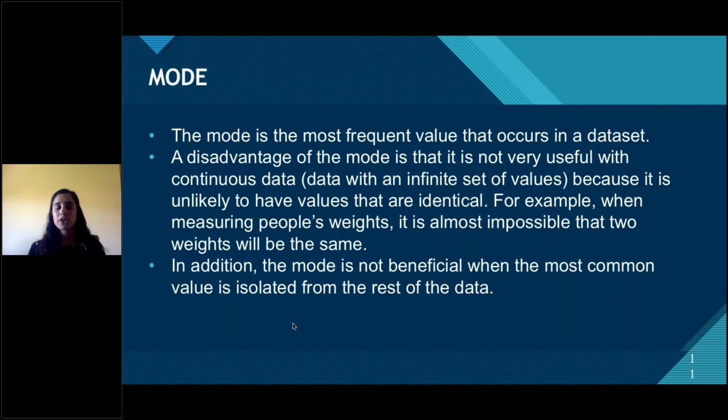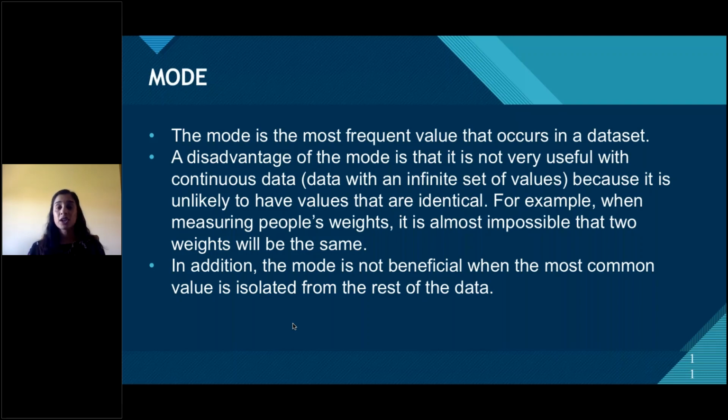is that it is not very useful with continuous data or data with an infinite set of values, because it is unlikely to have values that are identical. So for example, if you're trying to measure people's weights and you're trying to find the mode amongst a group of individuals, it's almost impossible that two weights will be the same. So you're not going to be able to find the mode.